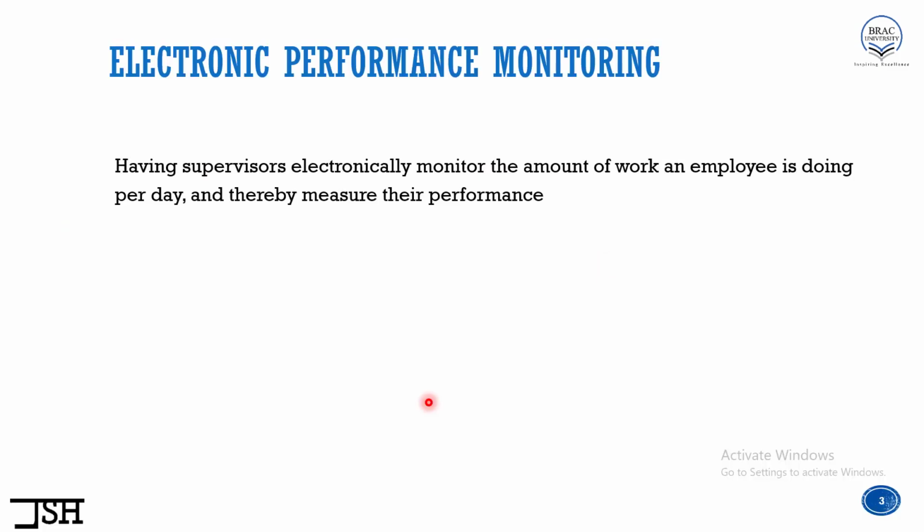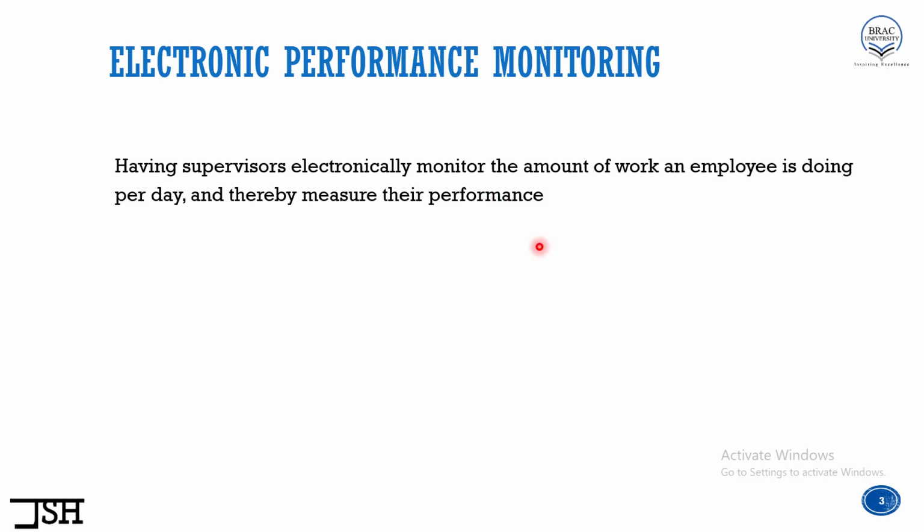So what happens under this method? Electronic performance monitoring means having supervisors electronically monitor the amount of work an employee is doing per day and thereby measure their performance. So it is basically electronically monitoring an employee's performance throughout the day. Now, can you think of any practical example that you know of? Like where does this electronic performance monitoring take place?